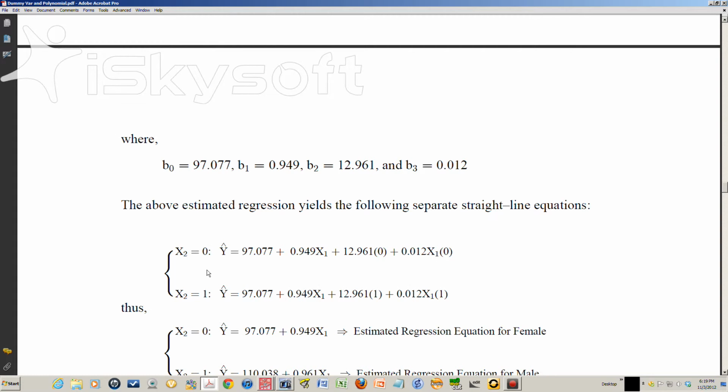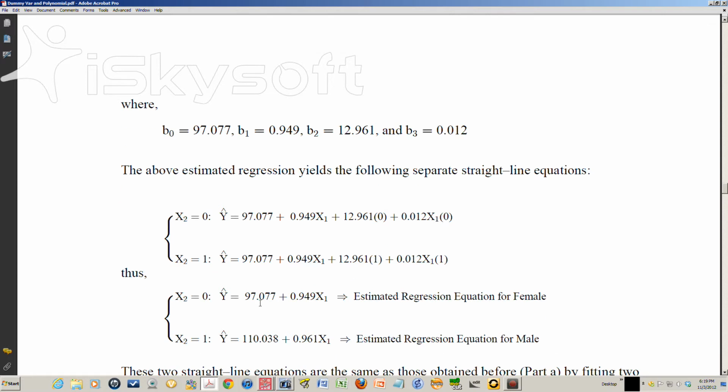Here I show you that. You see, if x2 equals 0, which means referring to female, this is the equation. Every time I see x2, I just plug in a 0 there. So again, this part, this 12.961 times 0, and this part, these two will go away because they have a 0 component, so these become 0. So again, you see you have that equation. That's the estimated equation for female.